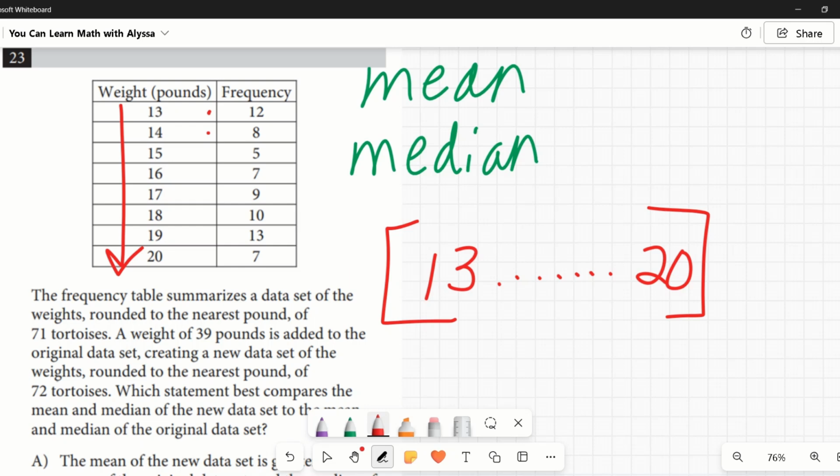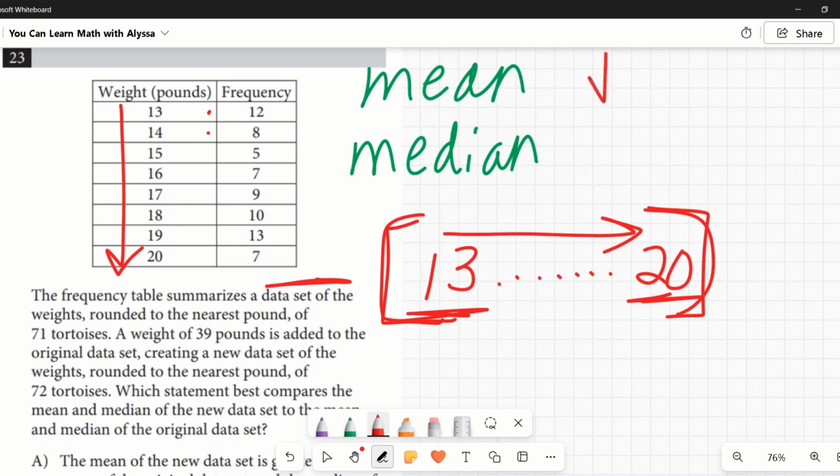When it's this many data points, that should be a clue as well that there's another way, because that's a lot of time to add up 71 numbers, even with multiplication shortcuts. So here's the fact. If I have a range, if I have this data set here, and I have the lowest number, I have the highest number, and they are in order, I can identify the highest and lowest number easily. If a new number is added to that data set and it is lower than the lowest number, then the mean will go down every single time.